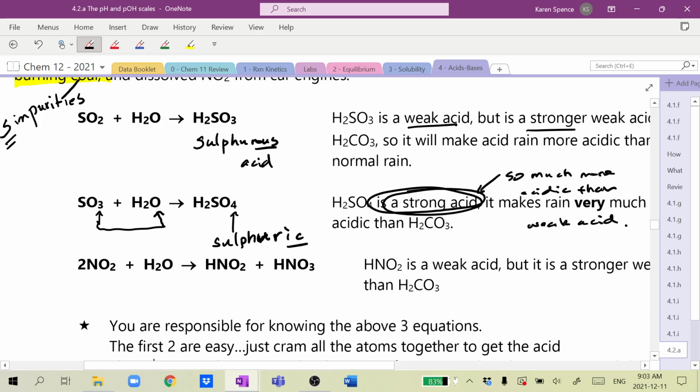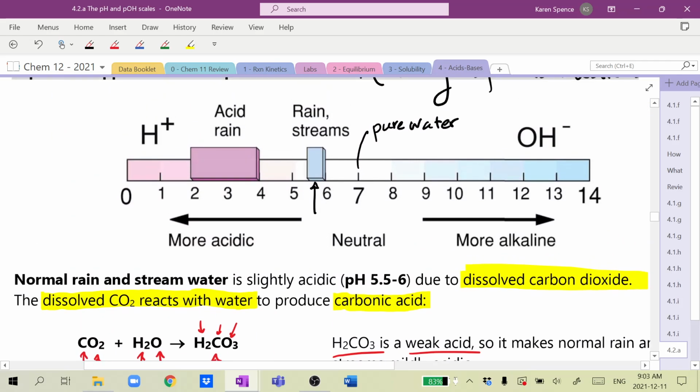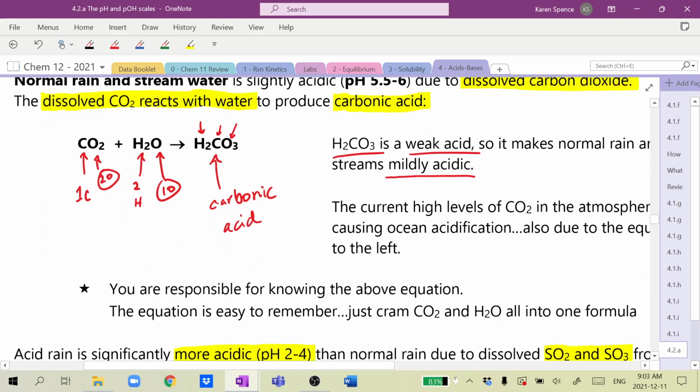Okay, and that is the main reason why acid rain, if we go back up here and take a look, acid rain isn't just slightly acidic. Acid rain is very acidic. It's in this pH 2 to pH 4 range, which is kind of nasty. Yes? I mean, technically anything below 5.5 is acid rain, but it starts to get really nasty in that pH 2 to pH 4 range.